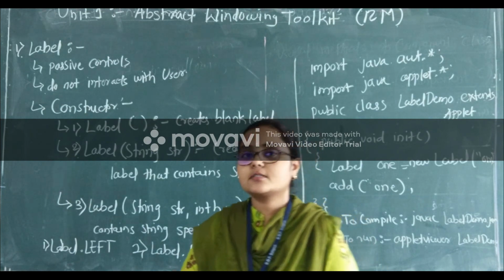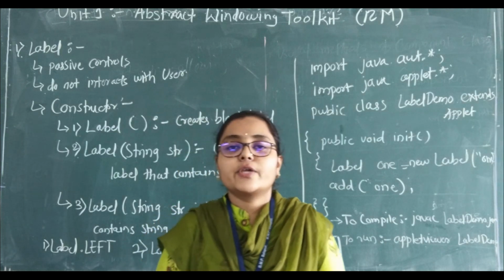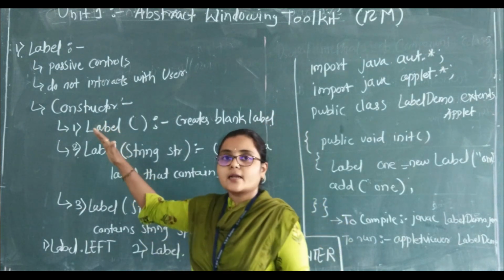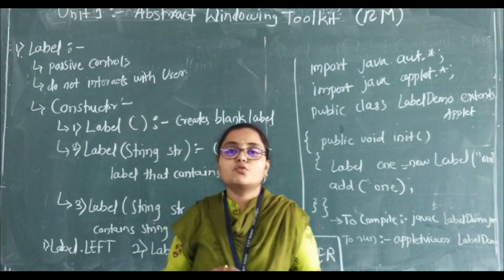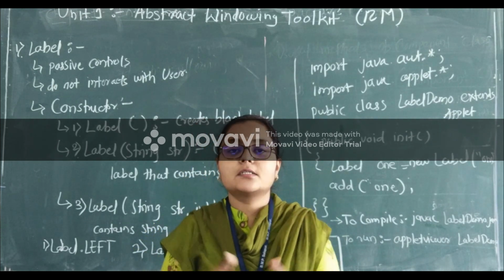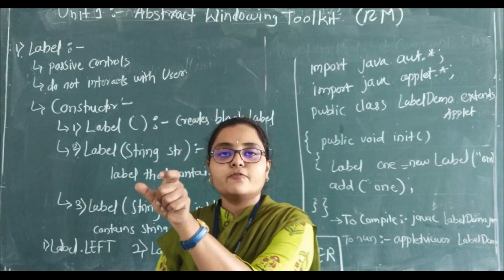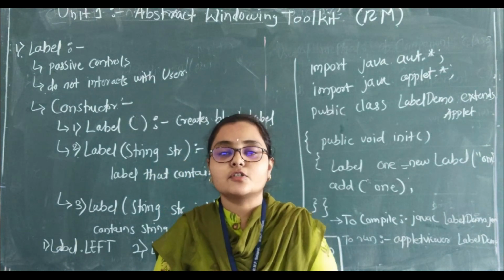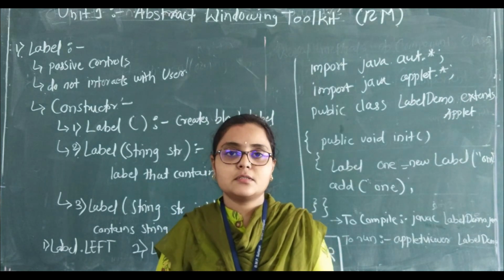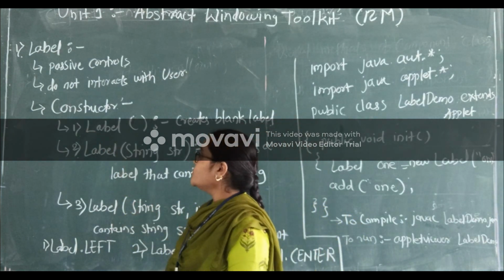So our first AWT control is label. Label is a text we are going to define on the container or the window. These are called passive controls, which do not interact with the user. For example, if we are considering the login form, there is one label called username, and in front of that one text field is given. So that username defines some string or text which the user does not interact with directly. So these are called passive controls.